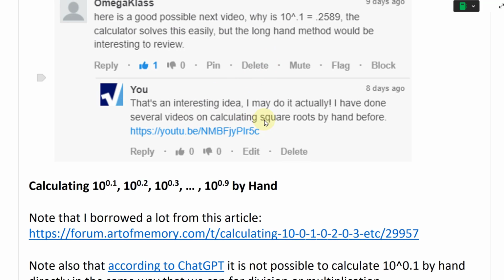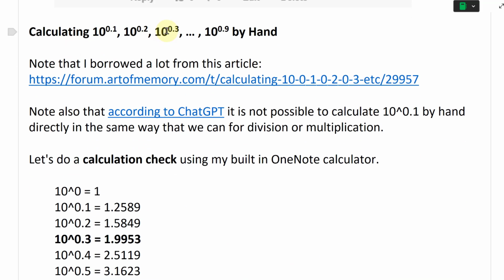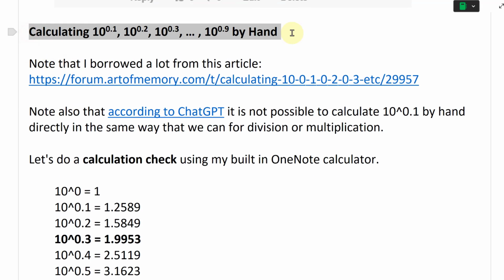I've done several videos on calculating square roots by hand before. You can see this one here as a method for square roots. But for 10 to the power of 0.1, etc., it's not that straightforward. So let's just go ahead and jump right into this. Note that I borrowed a lot from this article from artofmemory.com.